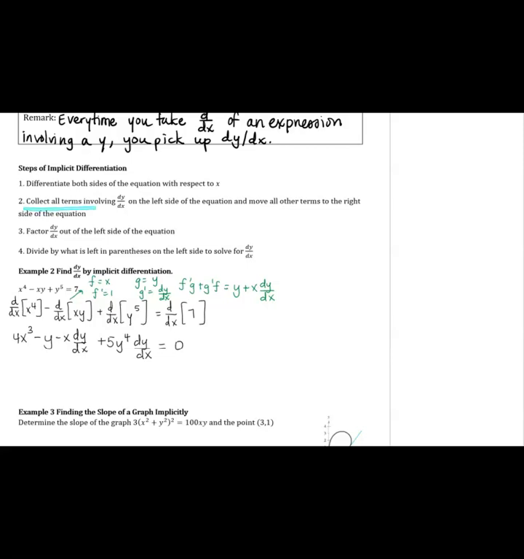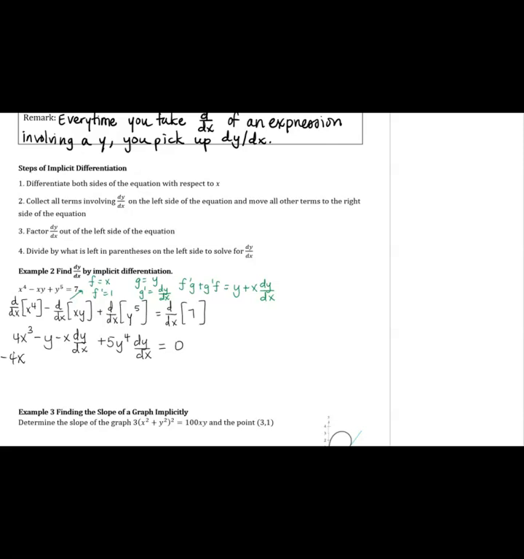Now we are going to gather all the terms involving dy dx and move them to the left side of the equation and everything else to the right side. It doesn't really matter what side you put it on. I just put left and right so we can kind of stay consistent. So this term has a dy dx and this term has a dy dx. So I'm going to keep these two terms and their signs on this side of the equation, and I'm going to move the other two terms.